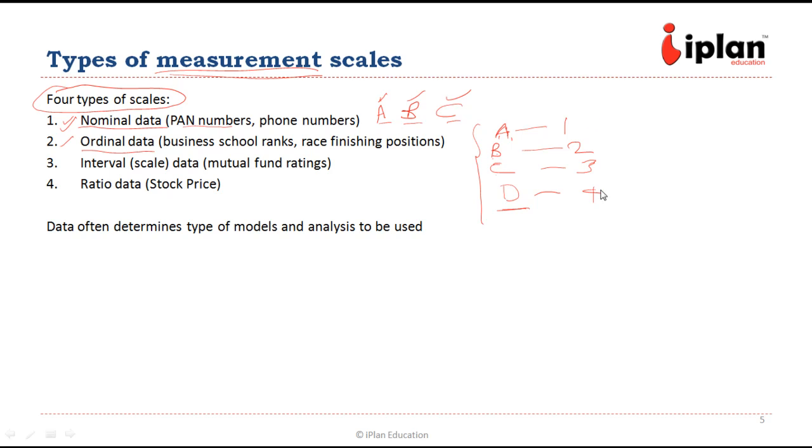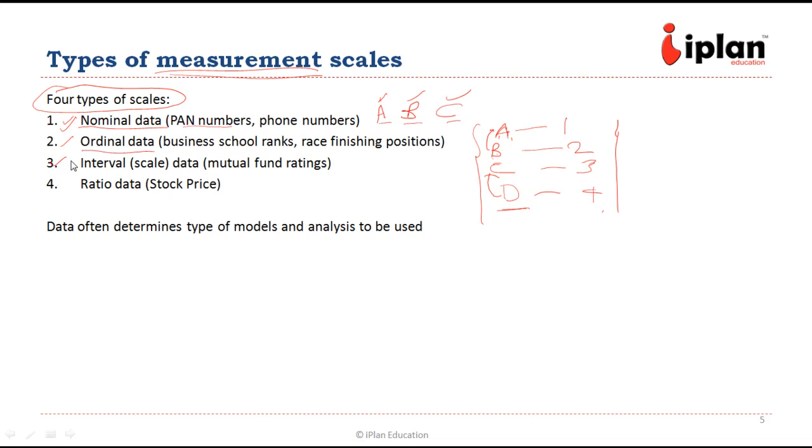We only know the rankings, but we do not know the difference between these two. It is possible that A is slightly better than B and C is way better than D. But this ranking does not tell us that. That is a limitation of ordinal data.